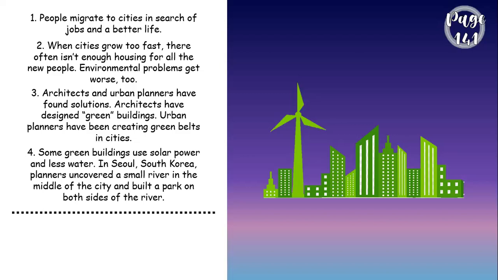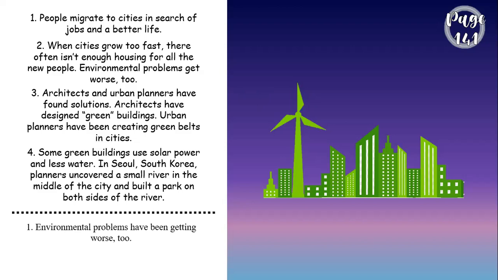That is number three. Number four, what examples of green buildings and green belts does the article mention? Okay, here we have some examples. You can choose one or two. In Seoul, South Korea, planners uncovered a small river in the middle of the city, and they built a park. They also said that some green buildings use solar power and less water. Okay, these are two of the examples they gave us in the article, right? Number one, number two, three, and four. Everything was in the article.